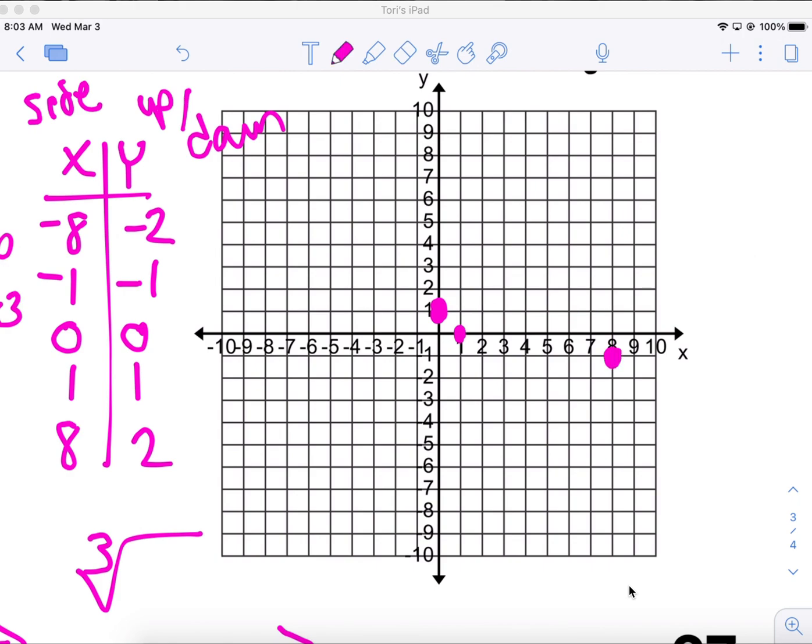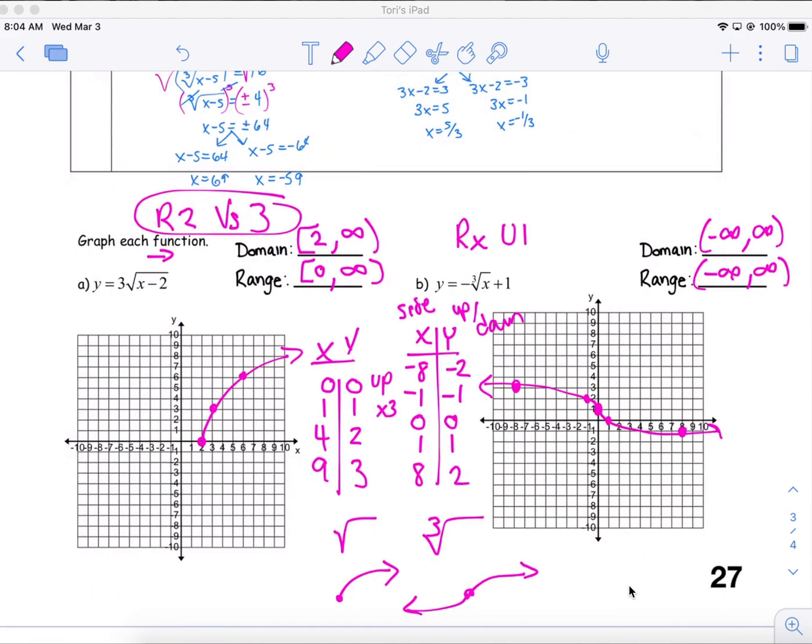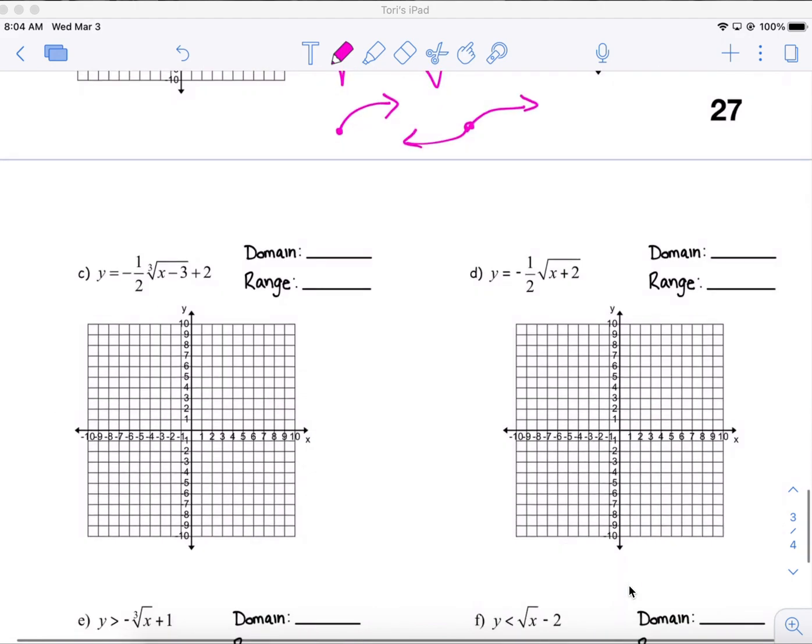Okay. When I go left 1, I'm going to go up 1. When I go left 8, I'm going to go up 2. So this is my new spot. My graph should look like this. Okay. Cube roots are my favorite because I don't really have to think about it. The domain and range are going to be the same. I get to go left and right forever, and I get to go up and down forever. So you are going to use double infinities. You do need all braces on those. Okay? All right, let's go to the next page.